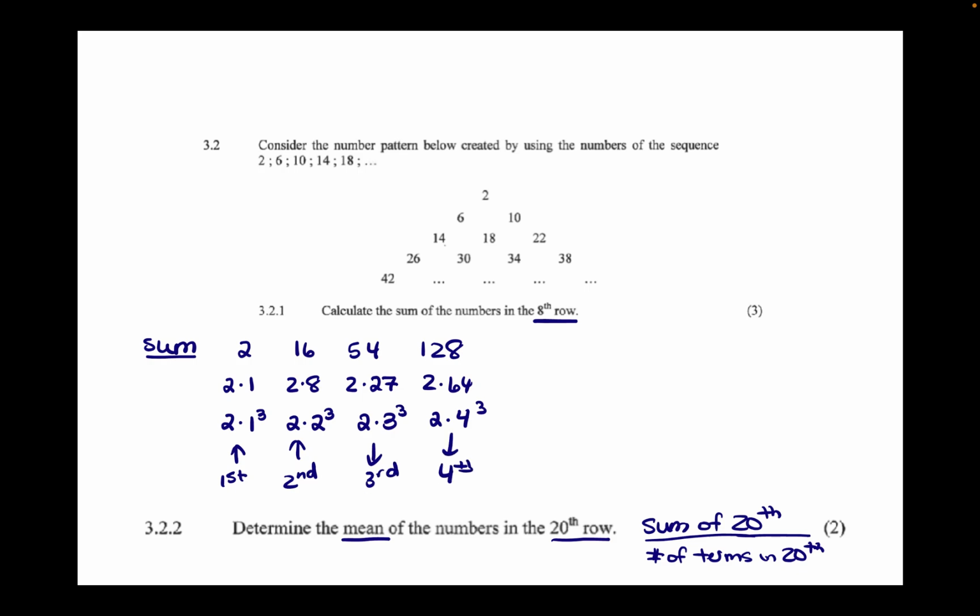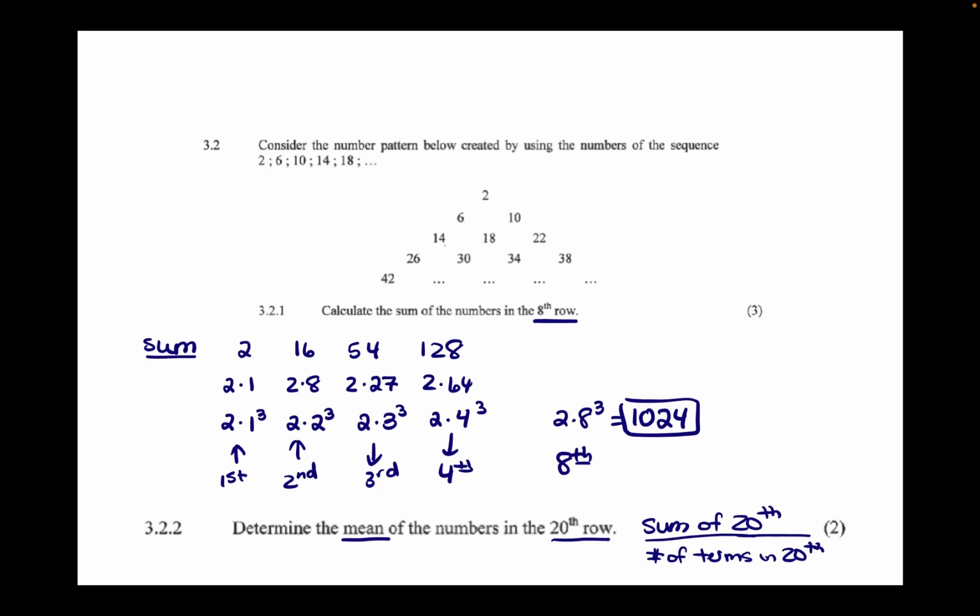So the 8th row must be 2 times 8 cubed, which we know is 1024. We can use our calculator for that.